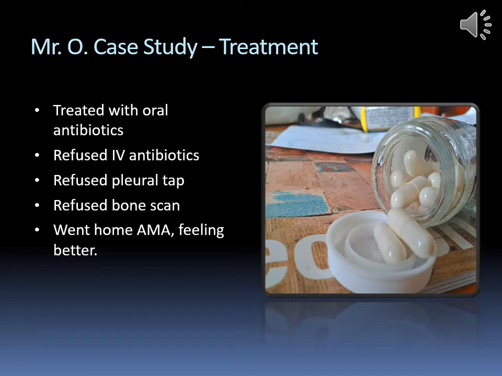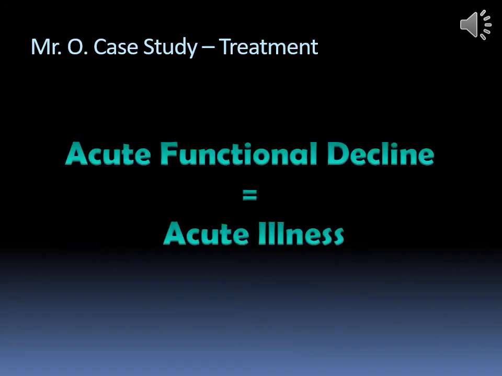He went home on his own accord once he felt better. This is an all too common scenario for the geriatric population. The important principle that is missed here is that acute functional deterioration is associated with acute illness. This is the same with younger people, but often goes overlooked for the elderly, and the acute illness will not be sought, as though acute functional loss is an expected part of aging.